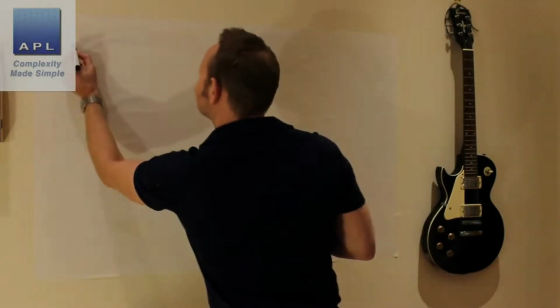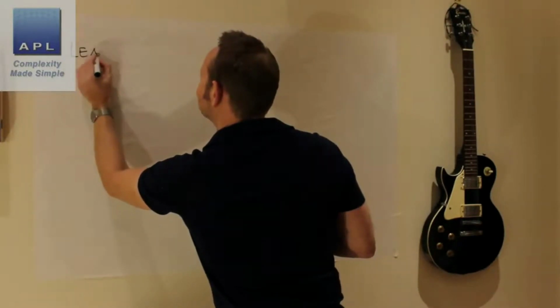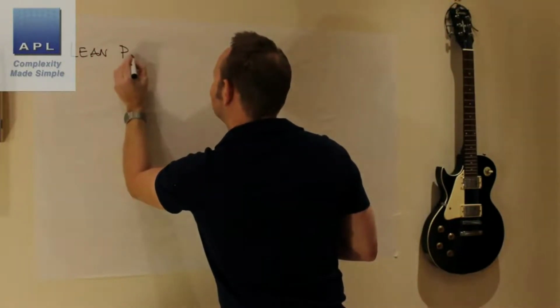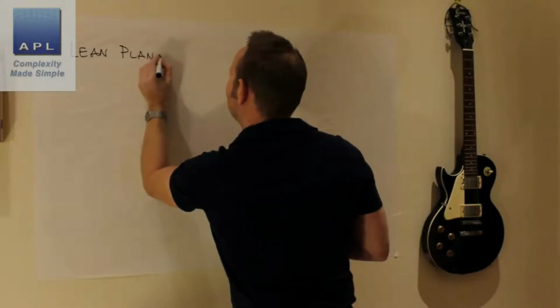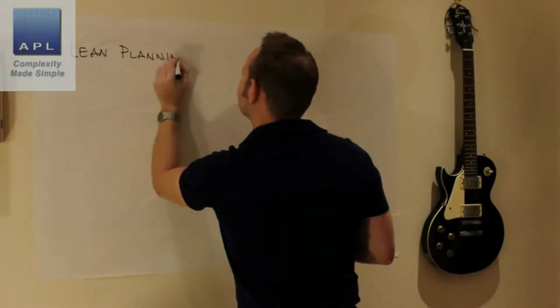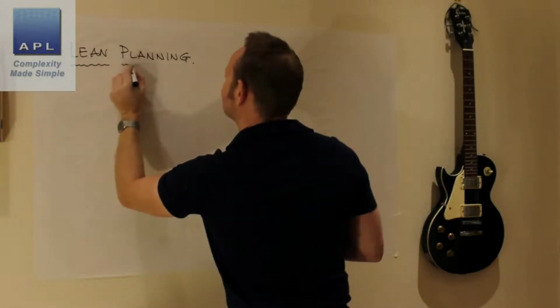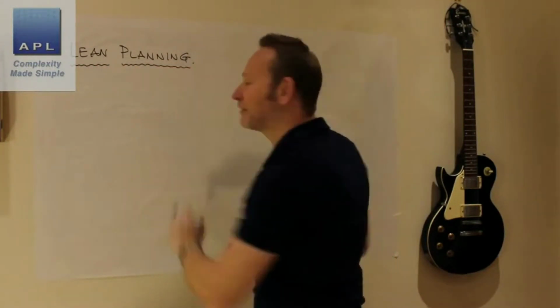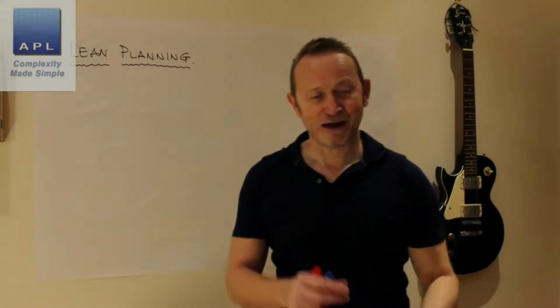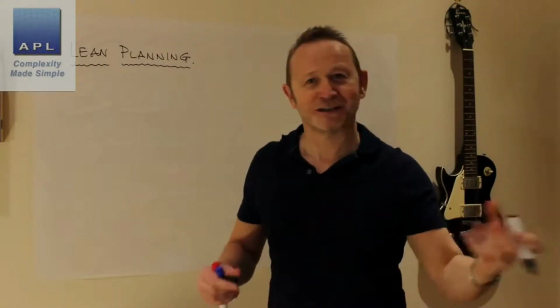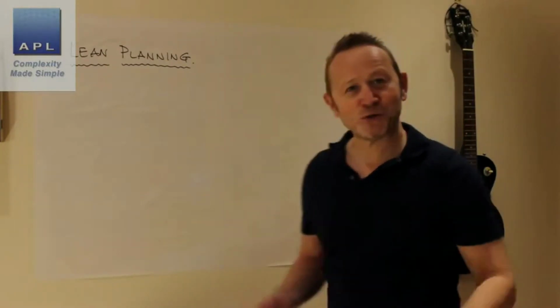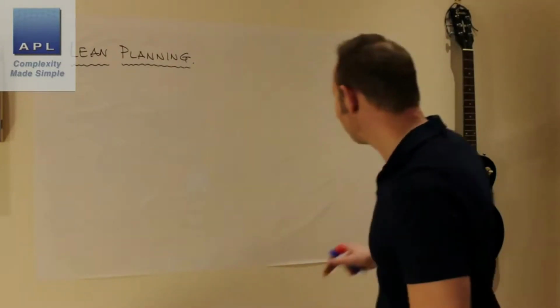We're going to talk about lean planning, and what this basically means is flattening the plan, making the same thing every day, every week, or every month. And people always say to me, Paul, we can't do this. Our customers don't buy our products like that.